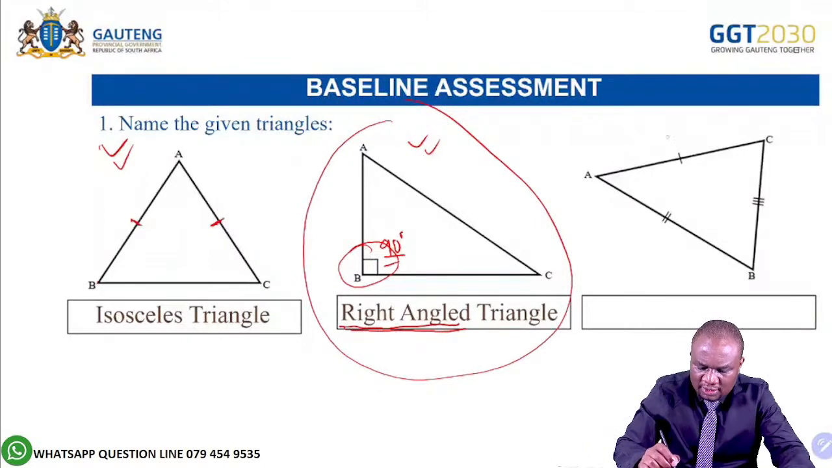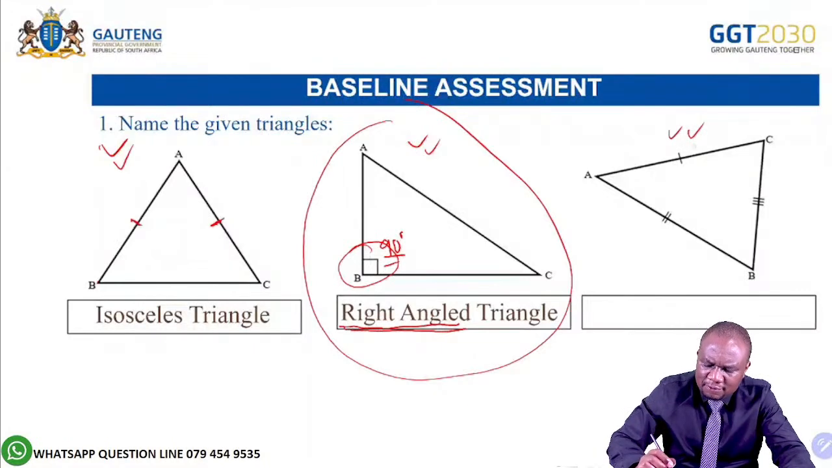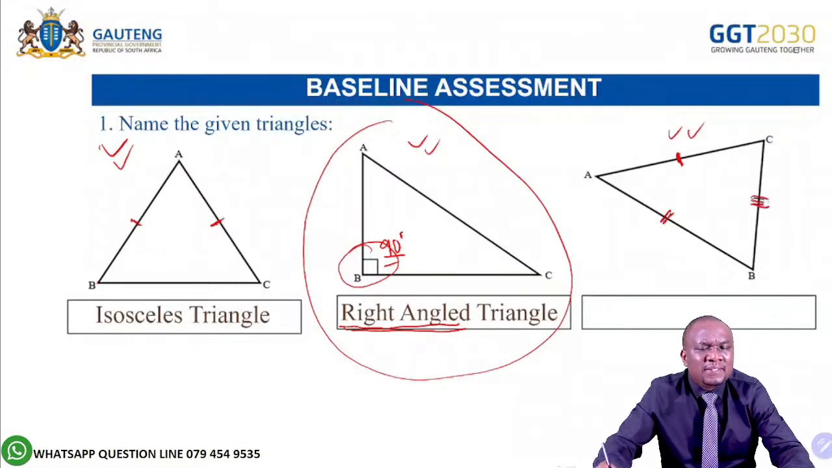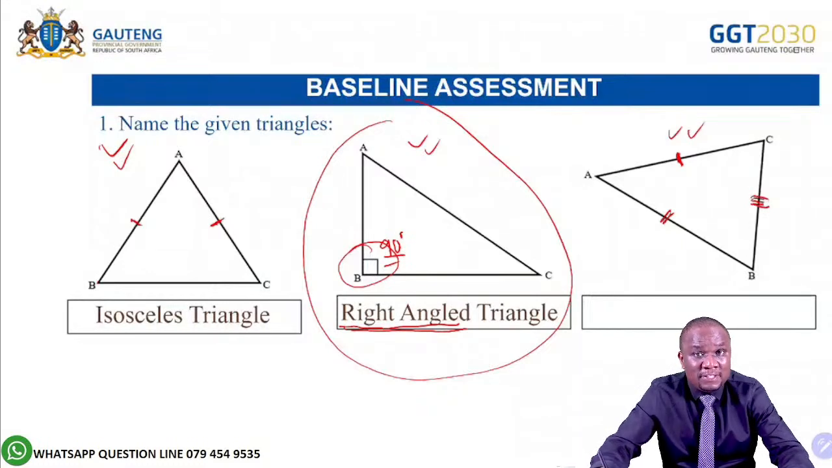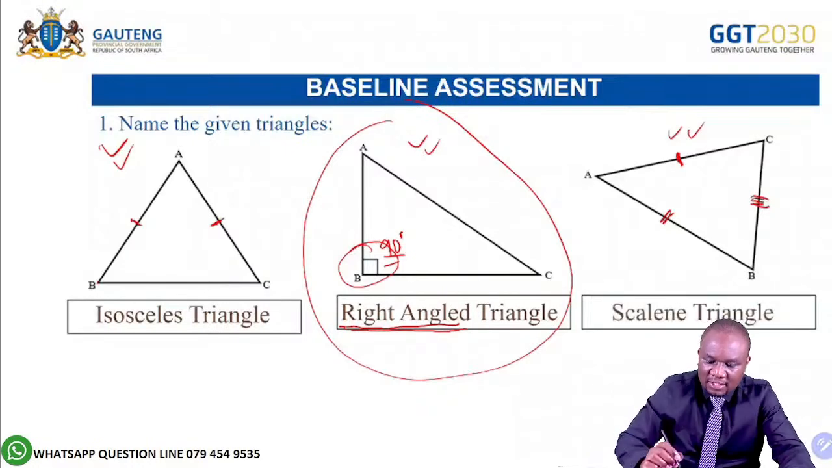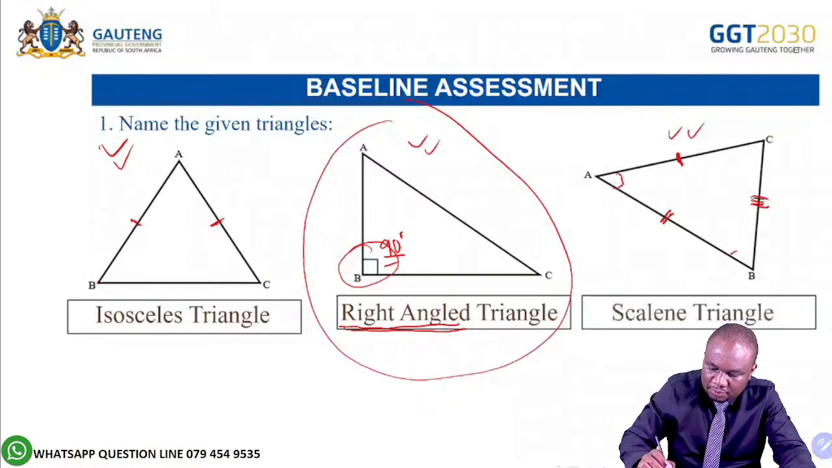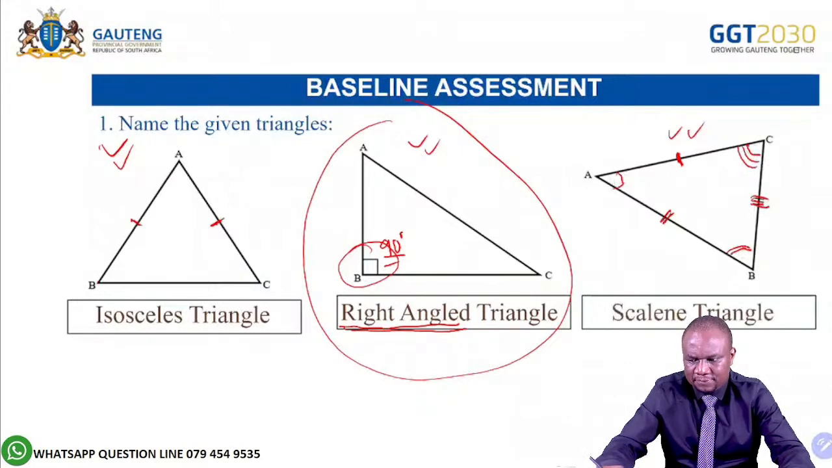And then the third one, this one, what do we call it? What is the meaning of this? We have 1 here, and then 2 there, then 3 there. What is the meaning of that? It means all the 3 sides are different, of different lengths. So this is what? A scalene triangle. Even the angles are going to be different. All the 3 angles are going to be different. It's a scalene triangle.